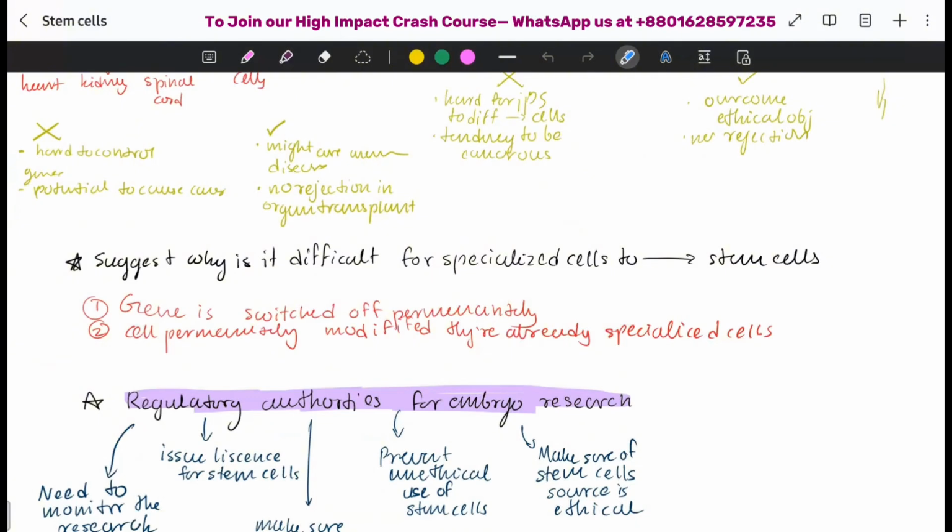So the gene, we know it's switched off permanently. When the gene is switched off permanently, the cell will be permanently modified.